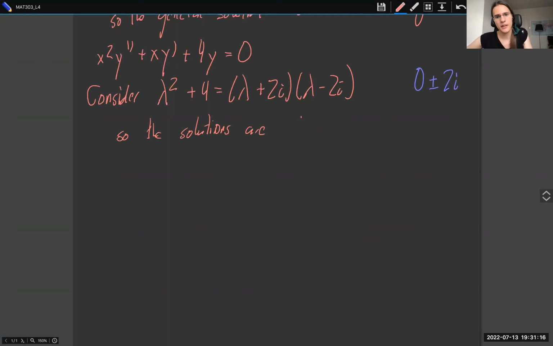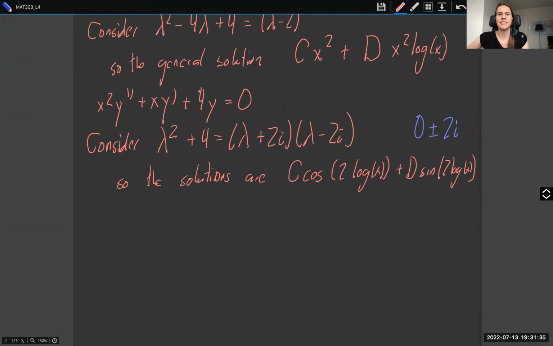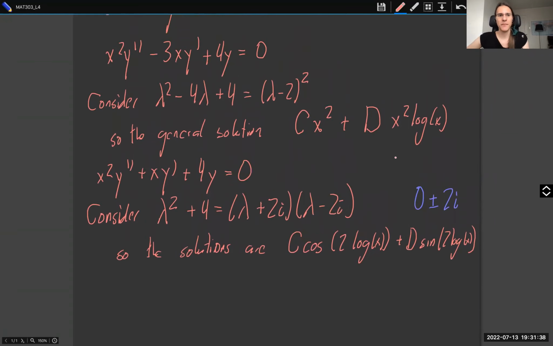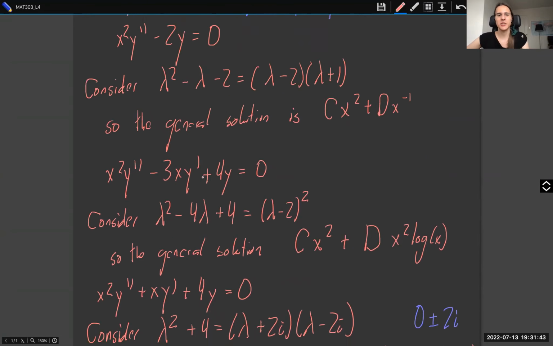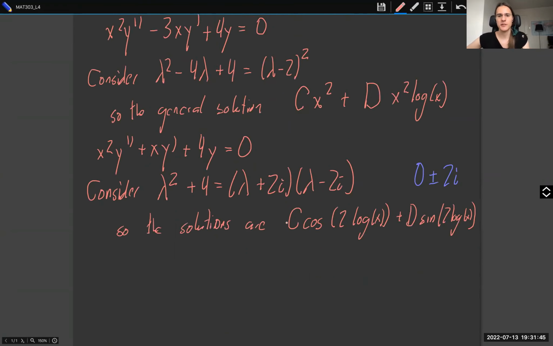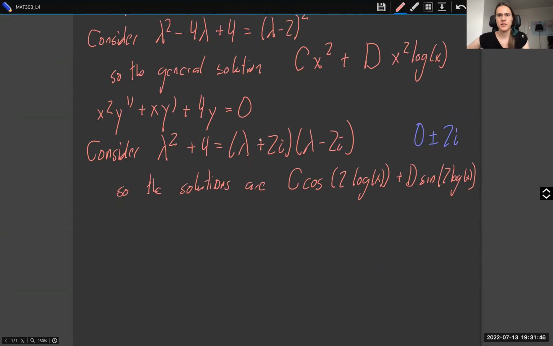Let's say c times cosine 2 log x plus d sine 2 log x. And like that's indeed the solution to this equation. If you have something like this, it's this. So it's sort of interesting how just changing these coefficients up a bit, you get pretty different forms of solutions. Because here it was x squared log x, but suddenly you have logs inside of cosines.